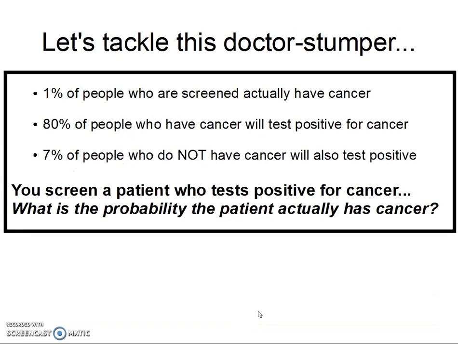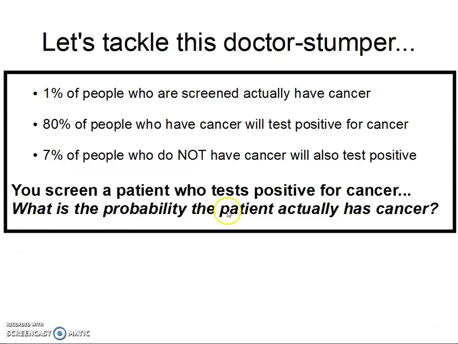So now that we're equipped with Bayes' rule, let's return to our doctor scenario. Remember now, you're a doctor. You know that 1% of the population who comes into your office has cancer. You know that your test results in 80% of people who have cancer actually testing positive. So given that they have cancer, 80% test positive, and 7% of people who do not have cancer will also test positive. So given that they do not have cancer, the probability of testing positive is 7%.